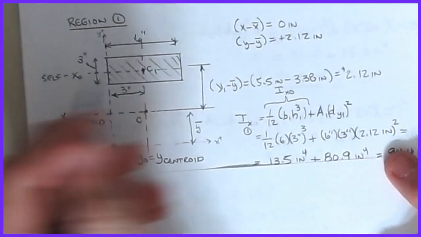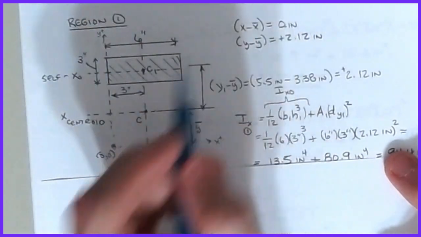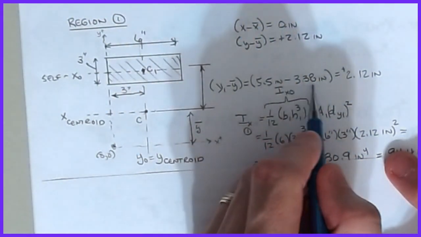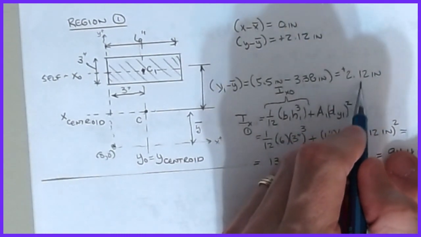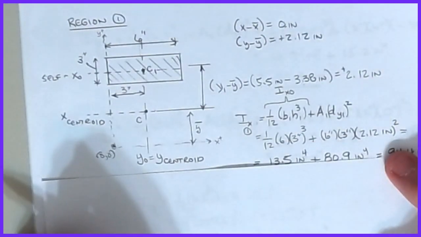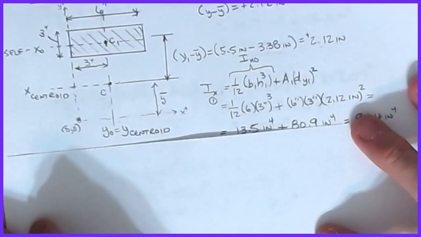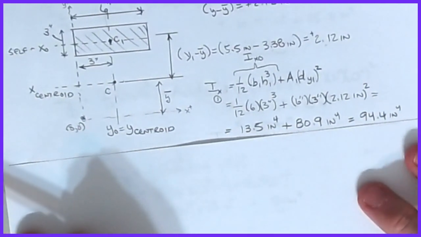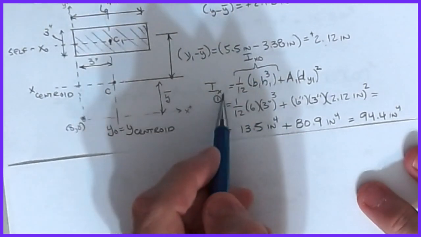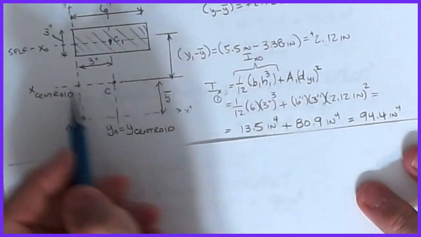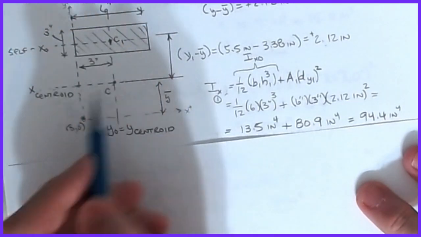All right, so if we calculate our quantities, x minus x bar is 0 inches, y minus y bar is 5.5 minus 3.38, that's a positive 2.12 inches. Because it's a positive value, your region is above the axis. And with that, now I can start calculating the contribution of this guy to the total. This is the Ix from region 1 taken about this new centroidal axis.